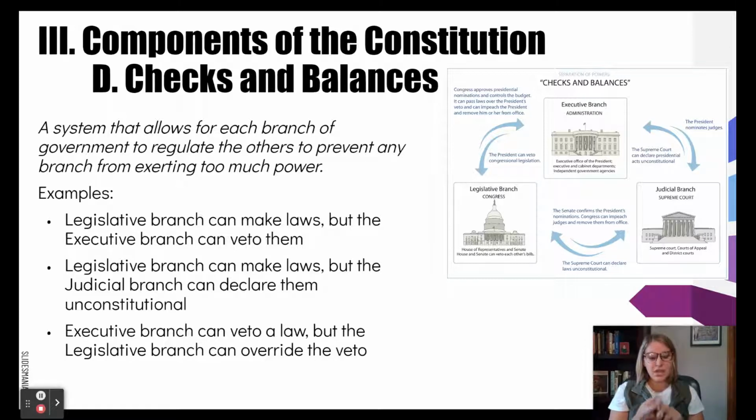Other things like impeachments and who gets to make appointments, all of those things are ways that the branches check on each other to prevent too much bureaucracy, too much power being given to one particular branch.